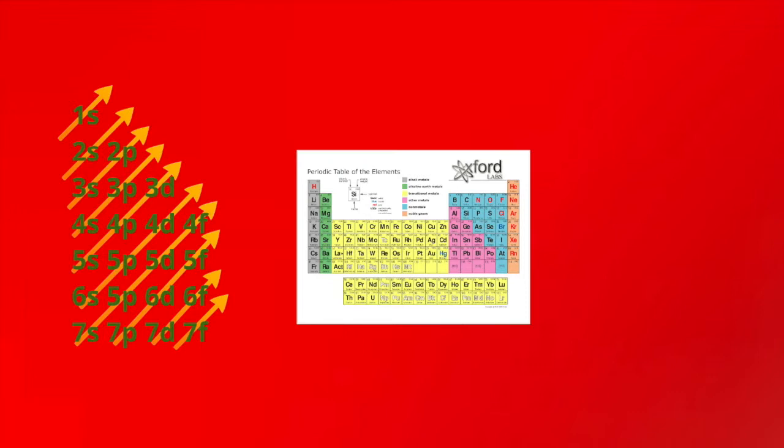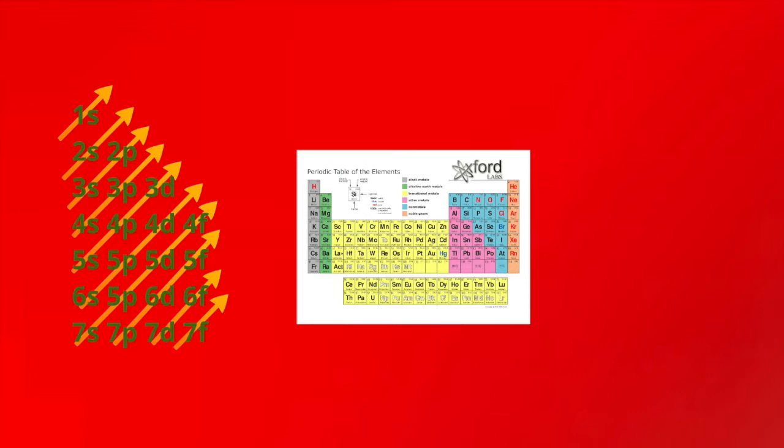The first 2 columns are called the S block. This block has lithium and beryllium in it. The P block is the block where boron through neon reside. The D block is where strontium through zinc reside. And the F block is underneath, where cerium through lutetium reside.